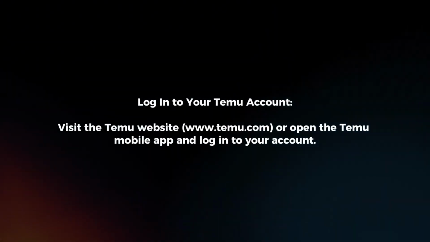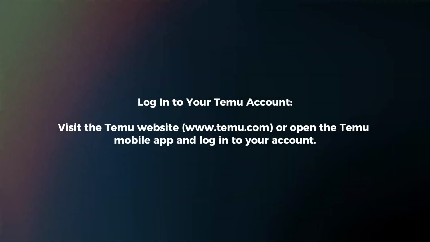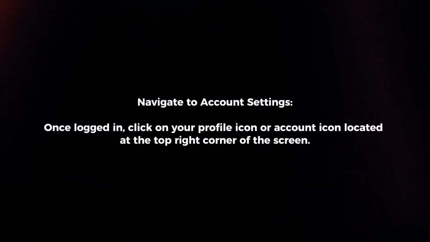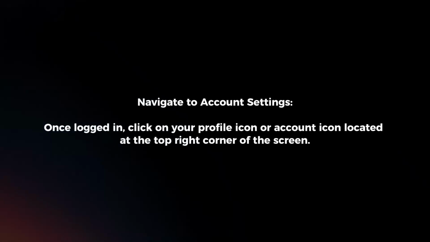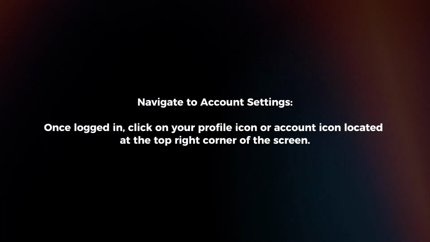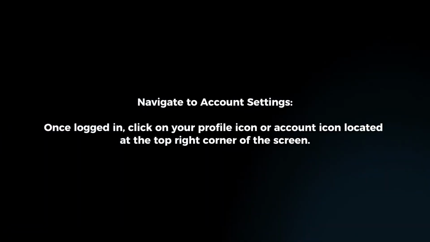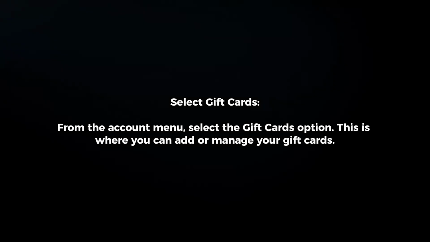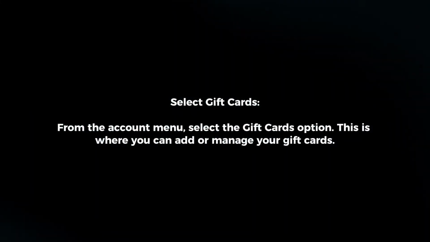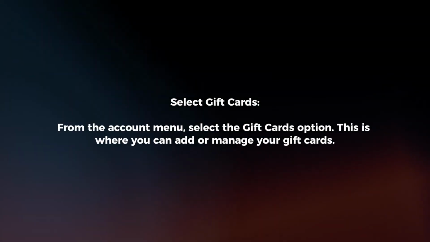Visit the Temu website or open the Temu mobile app and log into your account. Navigate to Account Settings. Once logged in, click on your profile icon or account icon located at the top right corner of the screen. Select Gift Cards. From the account menu, select the Gift Cards option. This is where you can add or manage your gift cards.